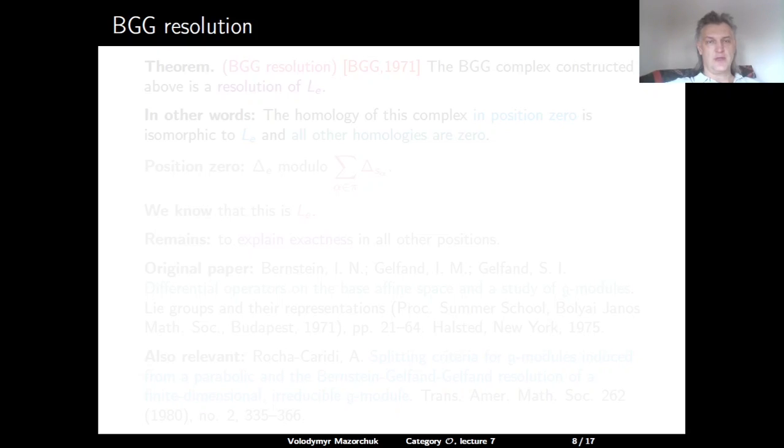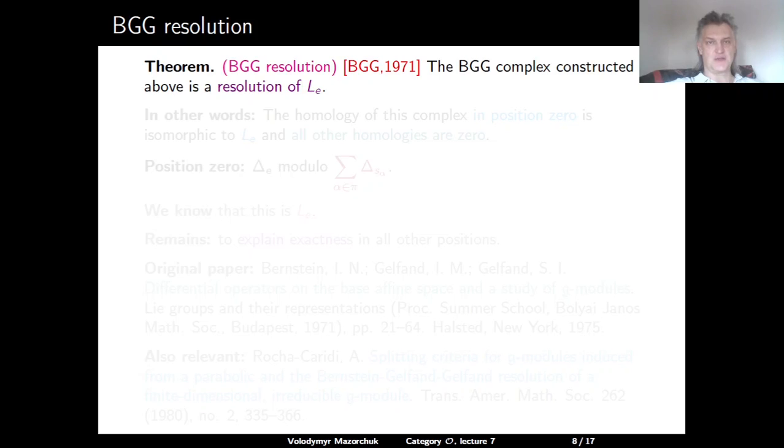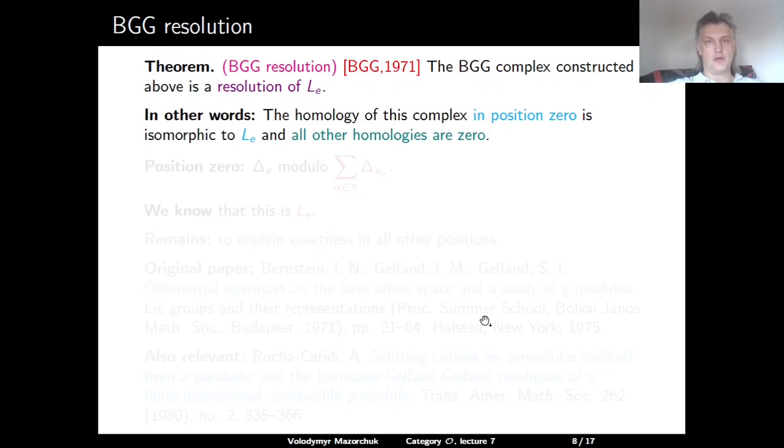Okay, now we can formulate the main result, which is known as the BGG resolution. So the claim, which is due to BGG from 1971, is that the BGG complex constructed above is a resolution of the trivial G module LE. In other words, the homology of this complex at position 0 is isomorphic to LE, and all other homologies are 0. So this complex is exact at all other positions.